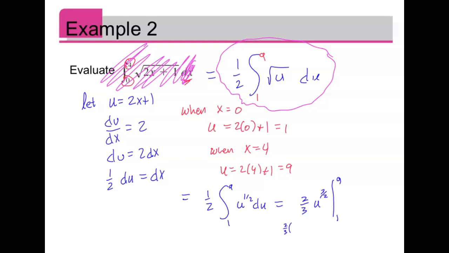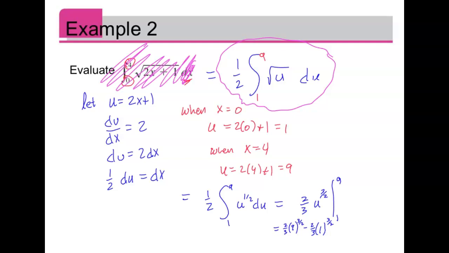So it's going to be 2/3 times 1 to the 3/2. Nope, I plugged in the bottom one first. 2/3 times 9 to the 3/2 minus 2/3 times 1 to the 3/2. I think I can do this one. What's 9 to the 3/2? What's the square root of 9? And then cube that. And then times 2/3.